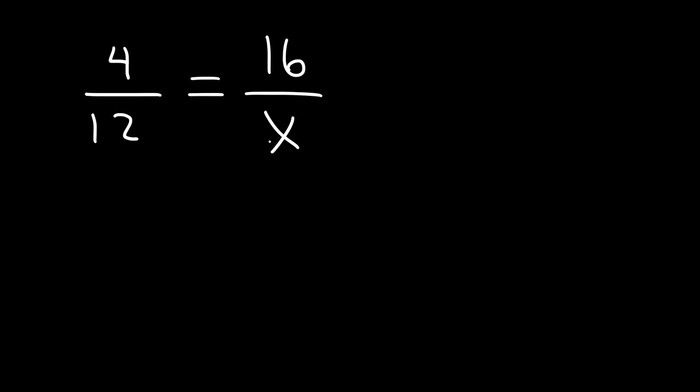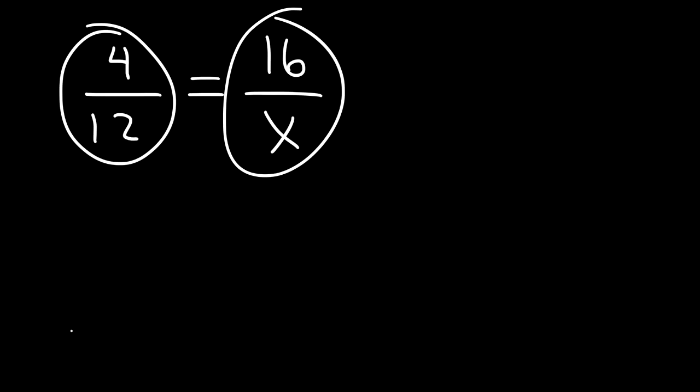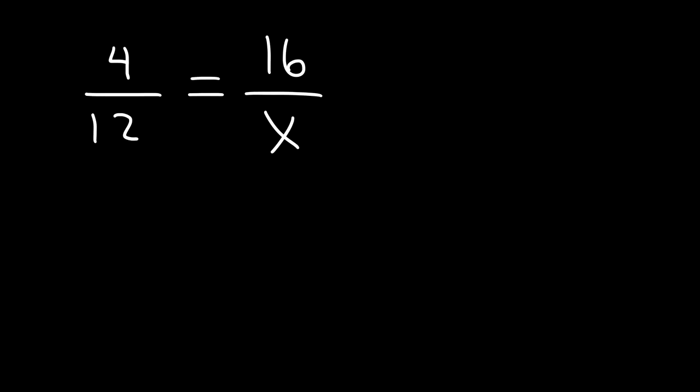Now sometimes you need to calculate the value of a variable. So what is the value of x that will make these two fractions equivalent? So what should we do in a problem like this? Well, you could follow the same process. You could say that 4 times 4 is 16, and so 12 times 4 has to be 48. So therefore, x is equal to 48.